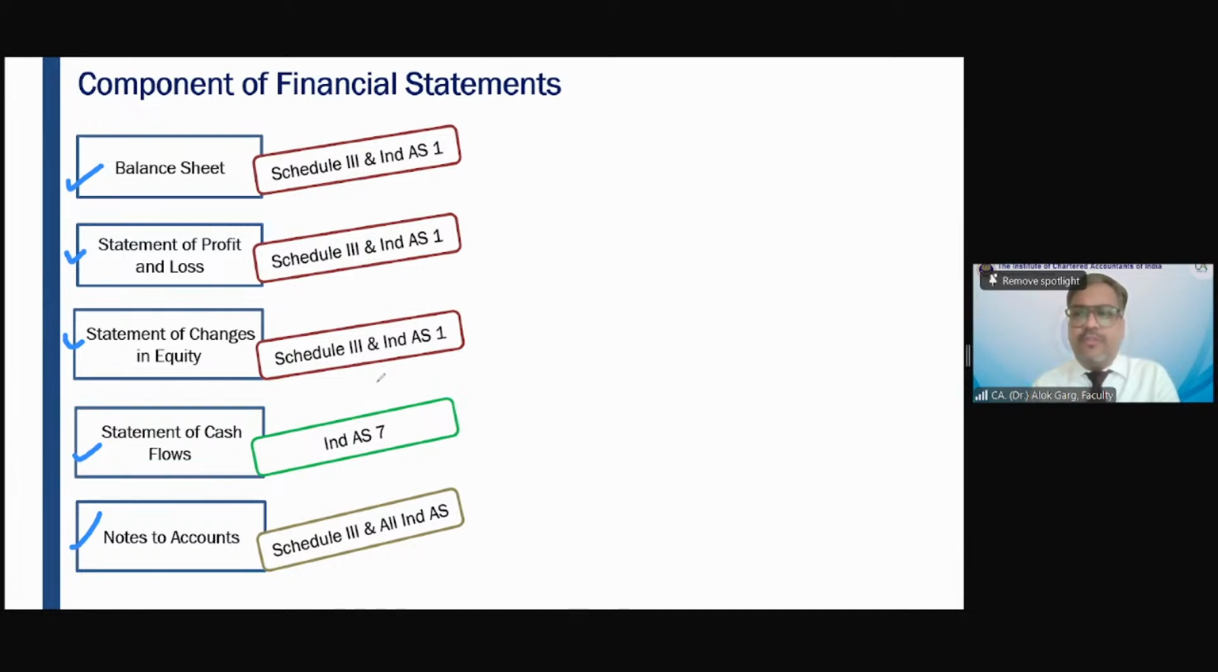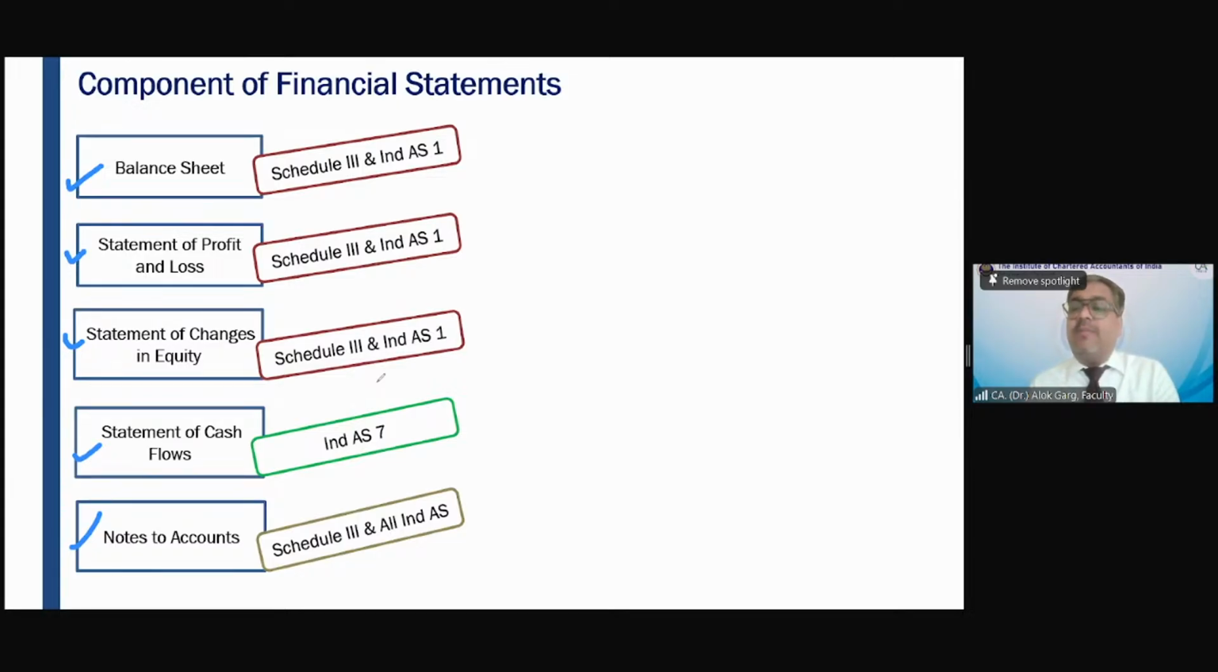Ind AS 1 also prescribes the classification in the balance sheet of different line items as current and non-current, right? Your entire balance sheet is divided into two aspects. One is current, one is non-current, okay? So we are going to discuss what is current, what is non-current, along with the questions which are in the Board of Studies material, right?